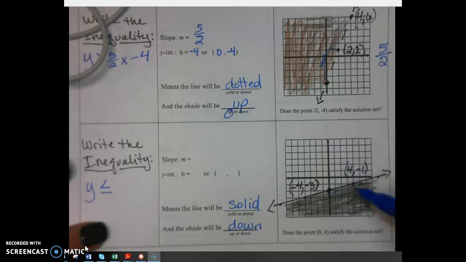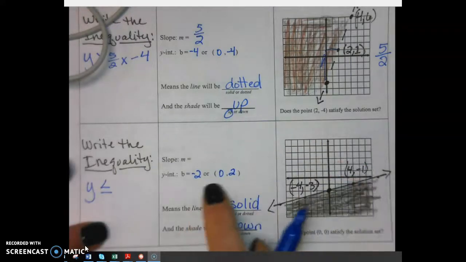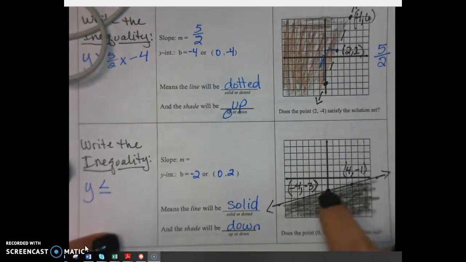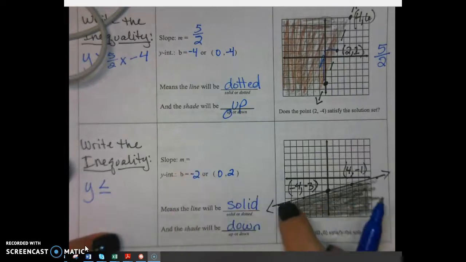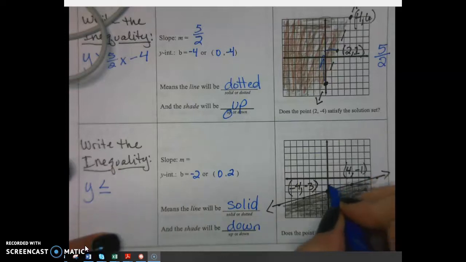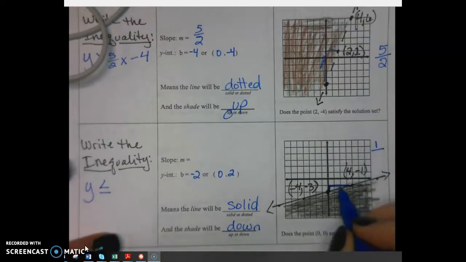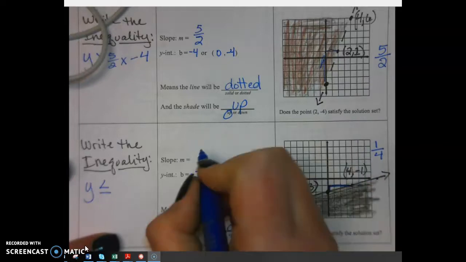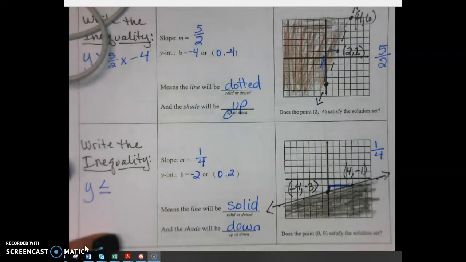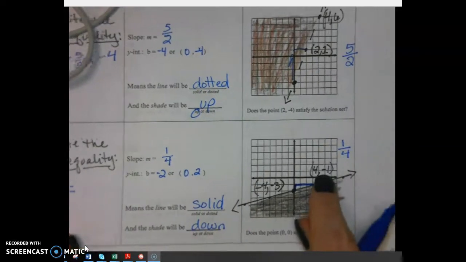My y-intercept is negative 2. Look, 1, 2. I started at the origin and I had to go down 2. Okay? That's our favorite point. It's easy to find. So now let's look. What's our slope? It's going up. It's slowly going up, but it's going up. Okay, so let's look here. We went up 1. And we're going to go over 1, 2, 3, 4. We're going to go over 4. 1, 4. That's easy. If you want to check it with these points, go right ahead.